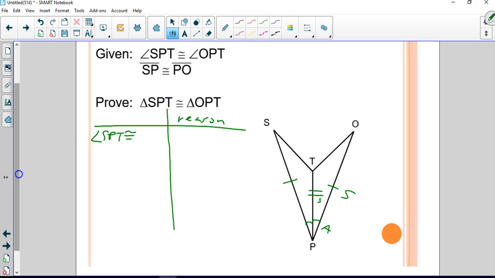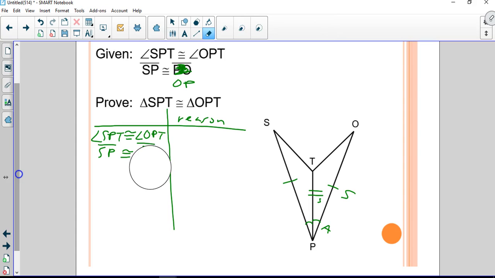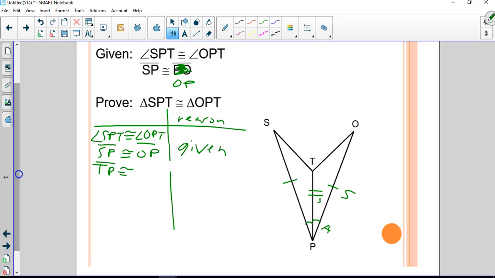SPT is congruent to angle OPT. And we're given that line segment SP is congruent to line segment PO. And really, to keep things in the right order, it should be OP. So we're coming out from the S down to the P and out from the O down to the P. Just keep it the same. Order is important. So that is a given. The only thing we added was that TP was congruent to itself. And that's by the reflexive property.